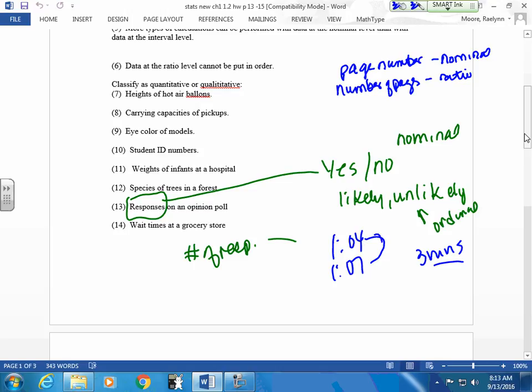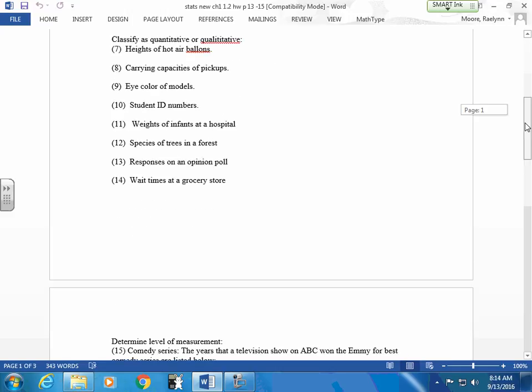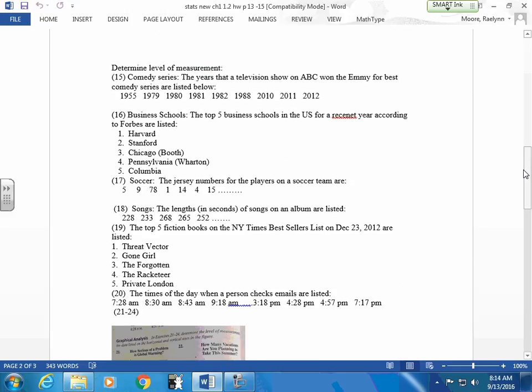But here, I'm looking at a time stamp, and that's an interval. So you just got to give me an example of what you're saying. Okay? A little bit different. They are tricky.